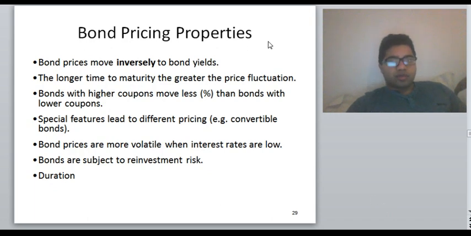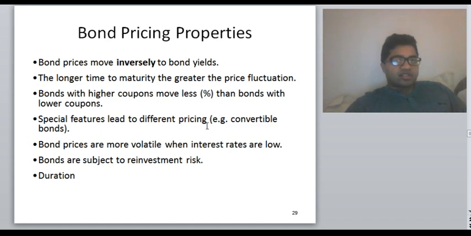Next is bond pricing properties. So bond prices move inversely to bond yields. If interest rates or yield to maturity are going up, bond prices go down. If interest rates or YTM are coming down, the bond prices go up. The longer the term to maturity, the greater the price fluctuation. Bonds with higher coupons move less than bonds with lower coupons. So higher coupon bonds are less sensitive than low coupon bonds.